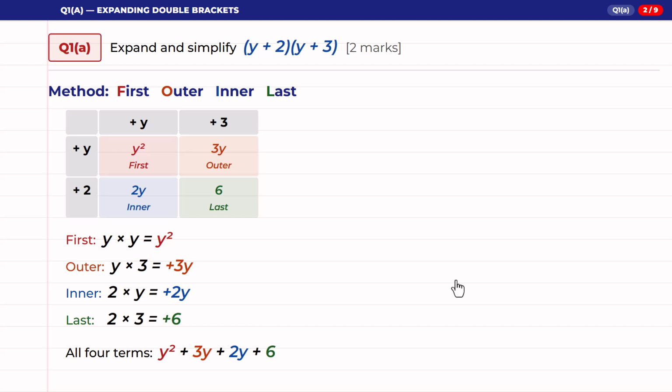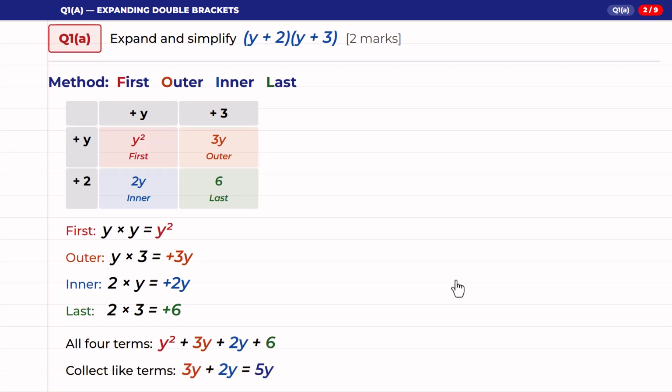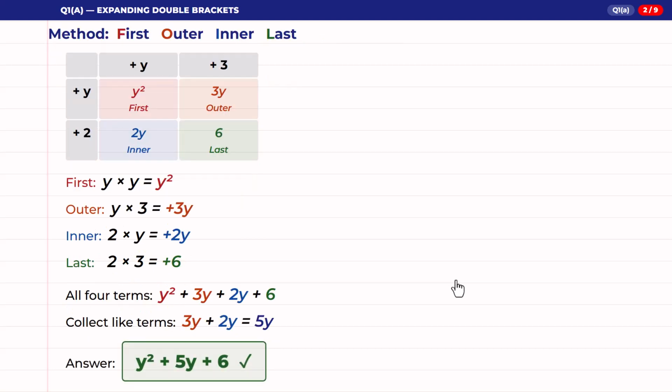Writing all four terms together, y squared plus 3y plus 2y plus 6. Now collect the like terms. 3y and 2y both contain the variable y, so they can be added. 3 plus 2 equals 5. So 3y plus 2y equals 5y. The final answer is y squared plus 5y plus 6. The y squared term and the 6 stay unchanged, only the like y terms were collected.